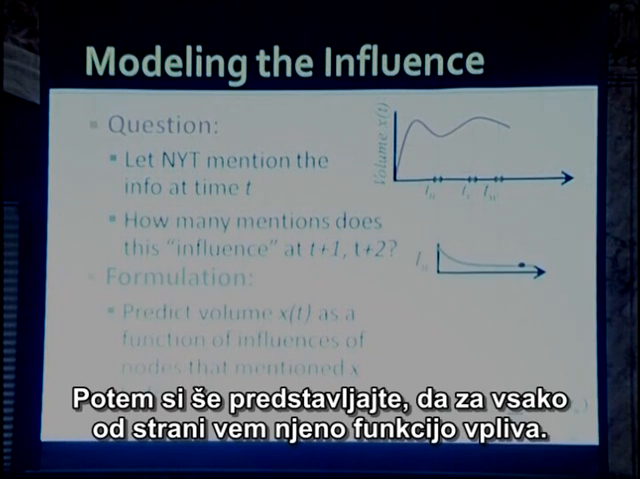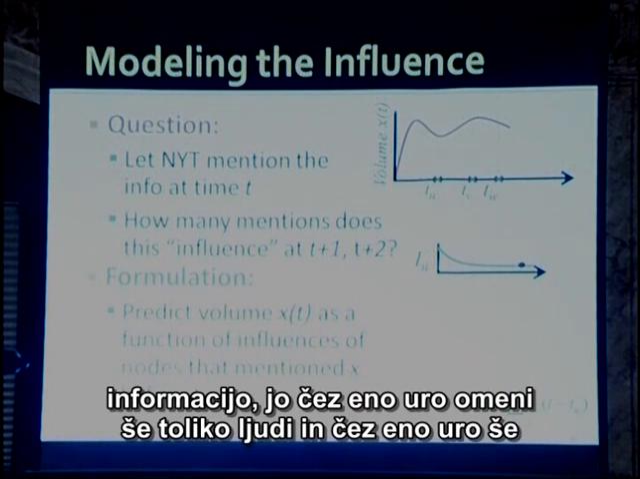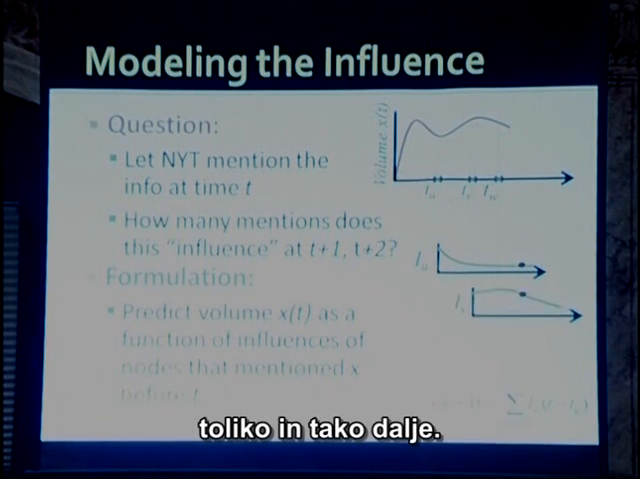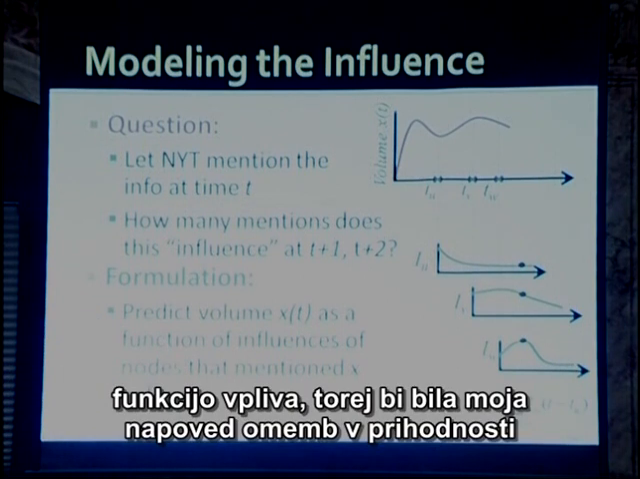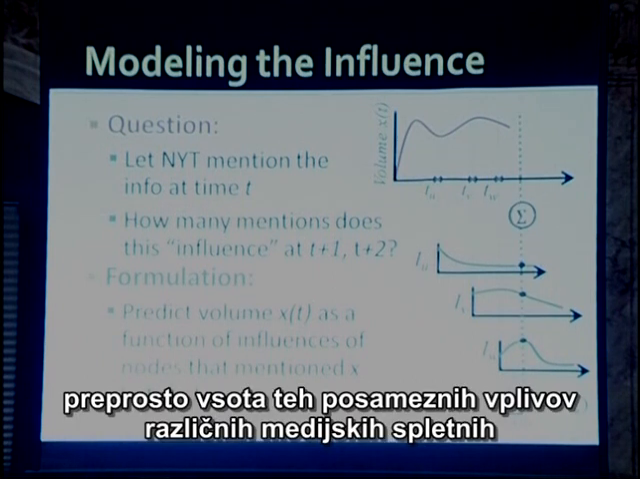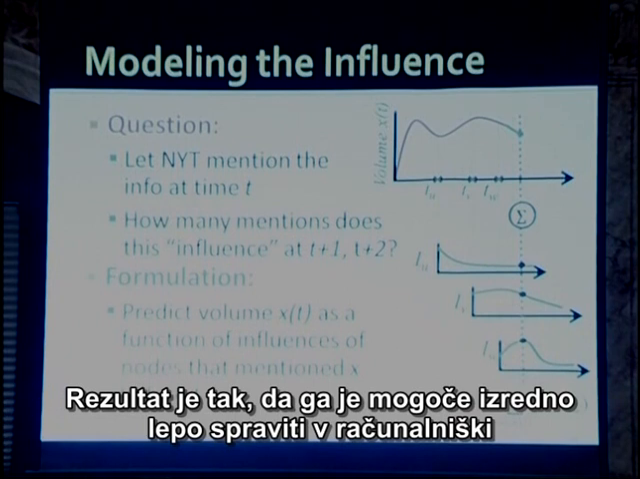Imagine also that for every one of these websites, I know its influence function. So whenever node U mentions information, then 1 hour later this many other people mention it, and 2 hours later this many people tend to mention it, and so on. Imagine that I'm able to estimate these influence functions for all these websites. My prediction of the number of mentions in the future will simply be the sum of these individual influences of different media sites. I sum them up, and here's my prediction. So that's my model.